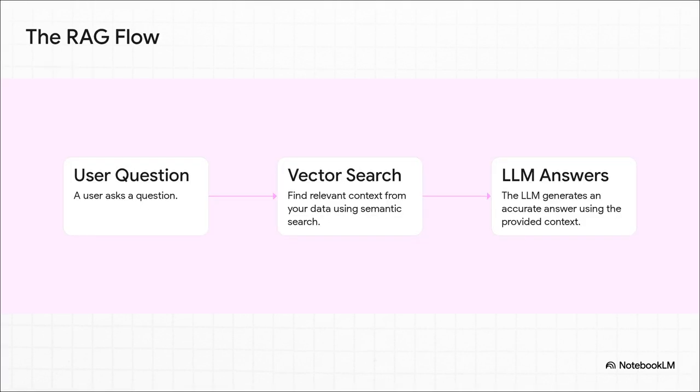So here's how that little dance works. A user asks a question. But instead of just blindly sending that question to an LLM, we first do a quick vector search on our own knowledge base to find the most relevant documents. Then, we package up that specific context with the original question and hand it all over to the LLM. The result? A super accurate, context-aware answer that's grounded in your own truth.